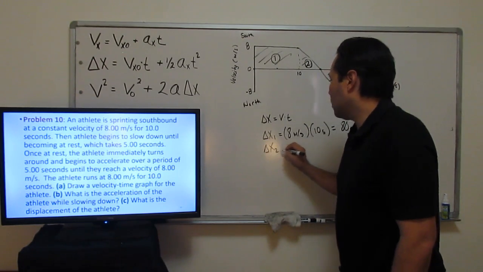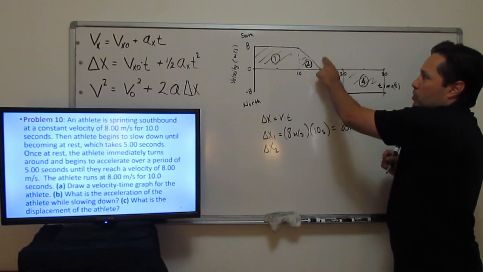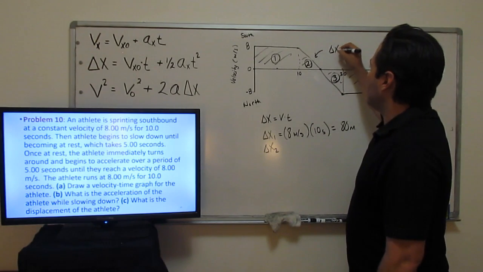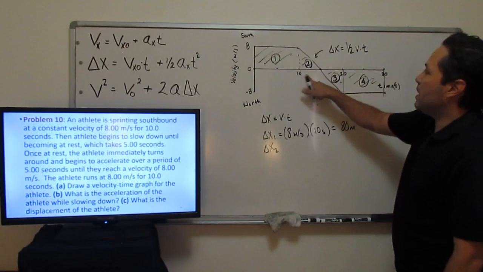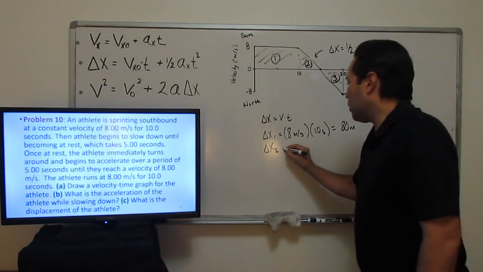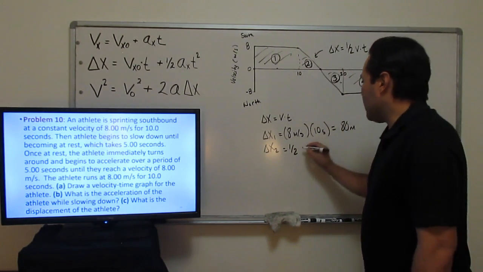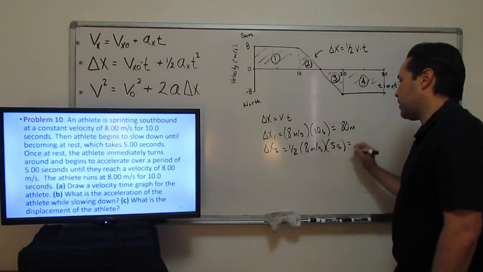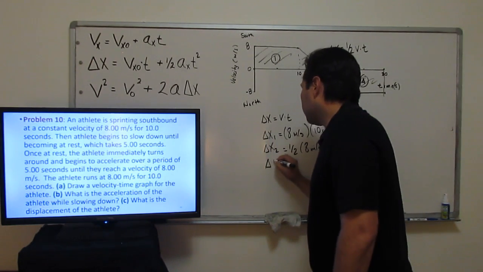Part 2, oh, you have an acceleration. In this case, negative acceleration. They're slowing down. That is, for the displacement, it is a triangle. So 1/2 base times height. Base is the time, and the height is the velocity. So for part 2, it will be 1/2. Let's see, the velocity was 8 meters per second, and they decelerated over 5 seconds, so that gives us 20 meters.